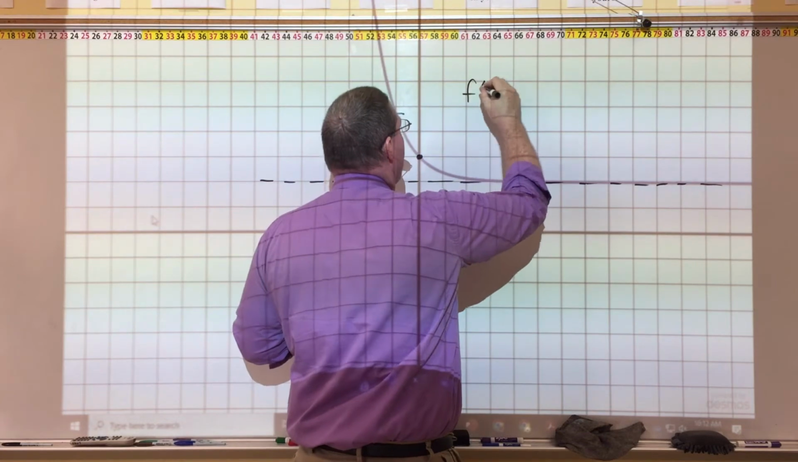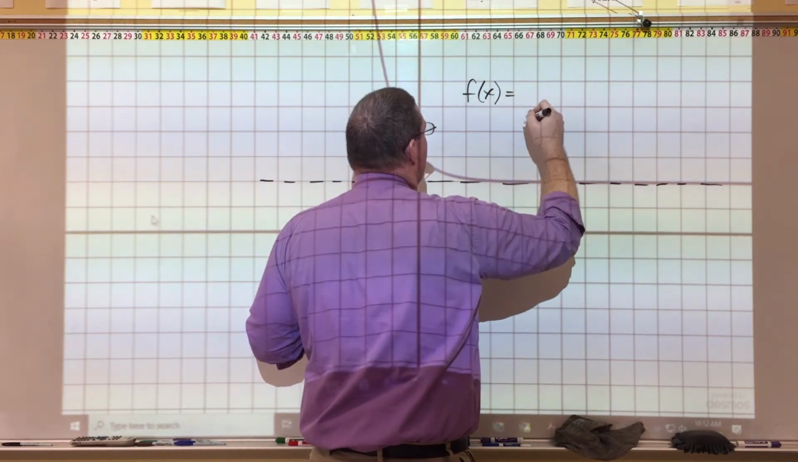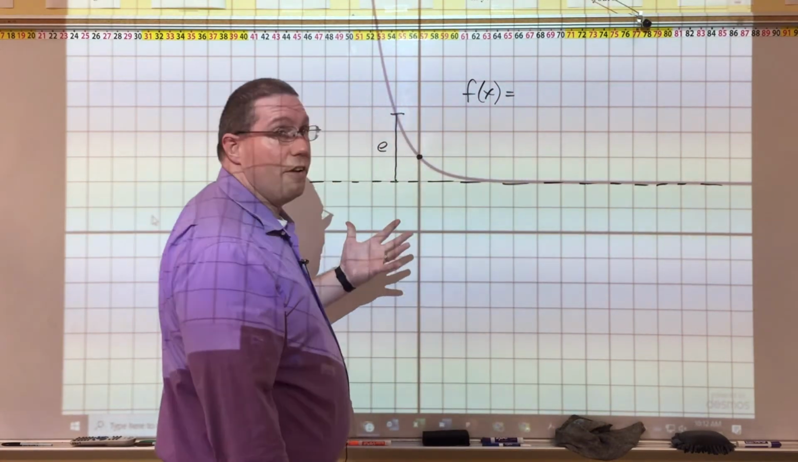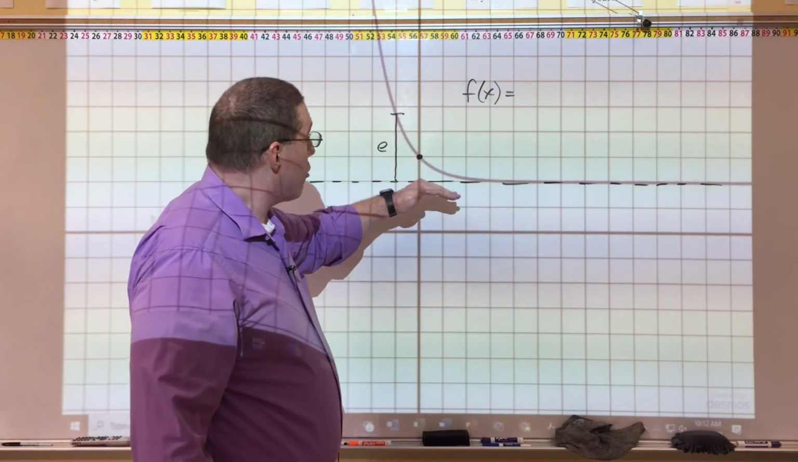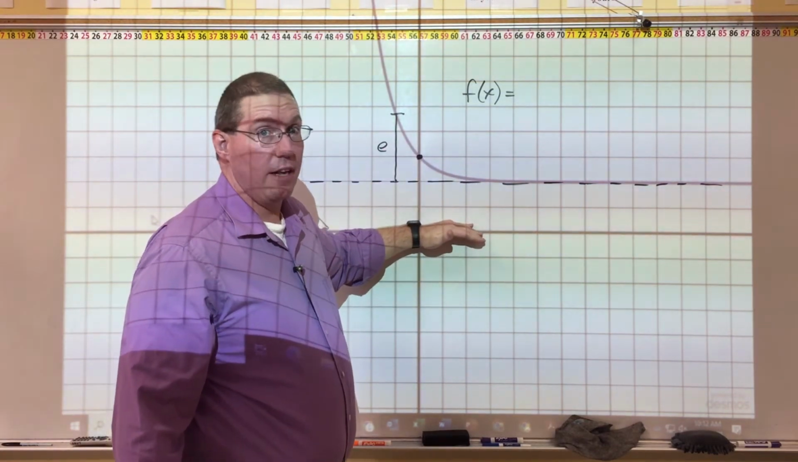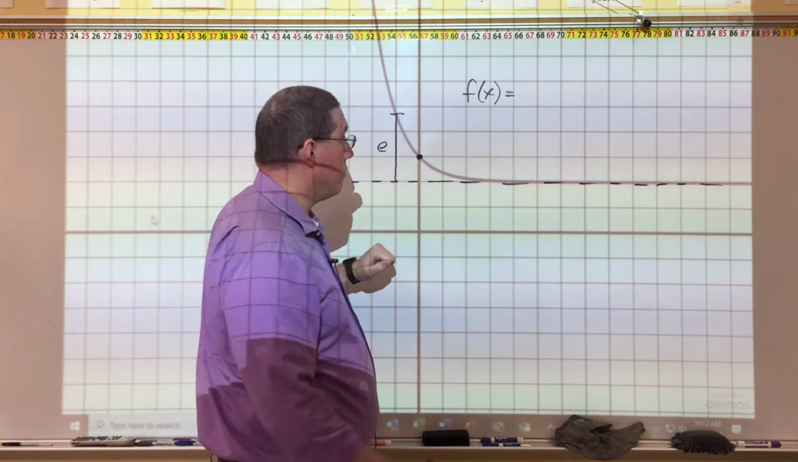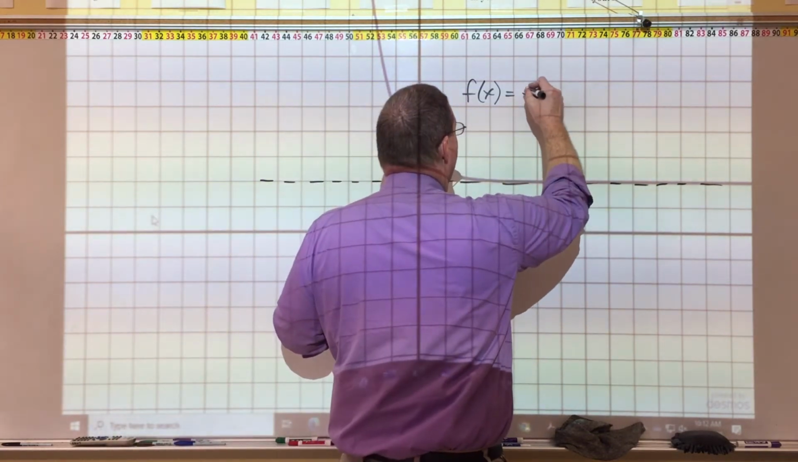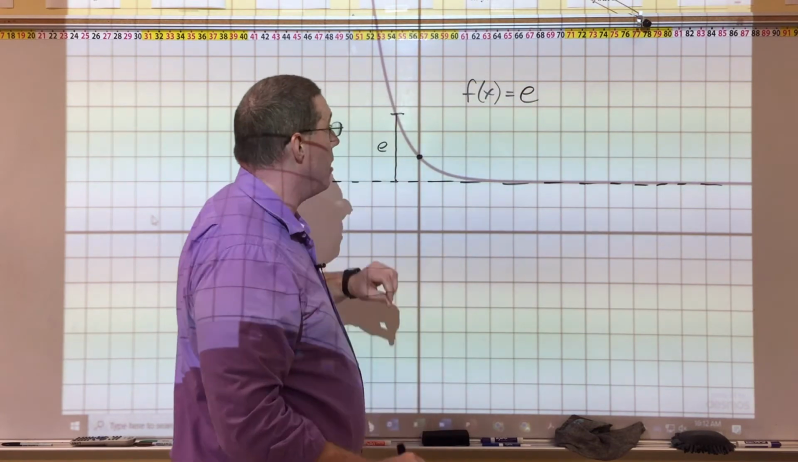So we're going to say f of x is equal to, now, is it going to have a negative in front of the e? Well, this graph is above the asymptote, not below. Therefore, it's not reflected vertically. Therefore, it's not going to have a negative in front of the e. So we're just going to put the e.